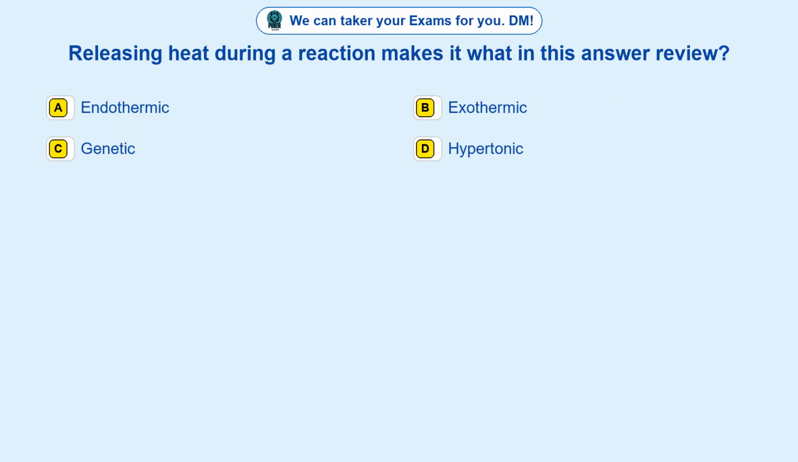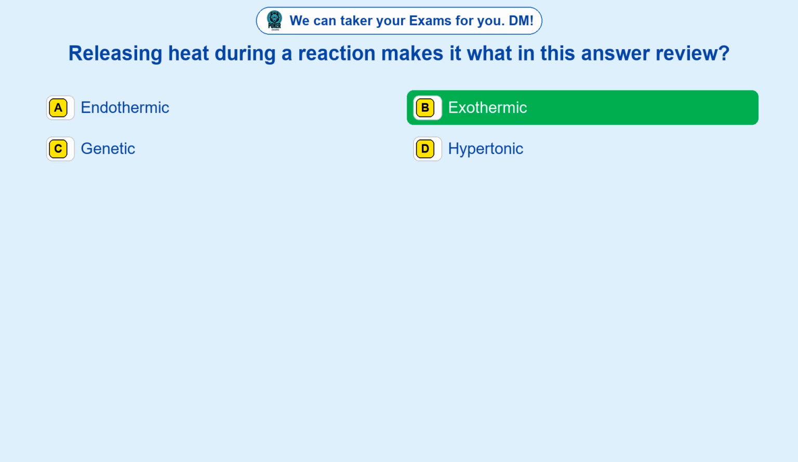Question 46. Releasing heat during a reaction makes it what in this answer review? Option A, endothermic. Option B, exothermic. Option C, genetic. Option D, hypertonic. The correct answer is option B, exothermic.